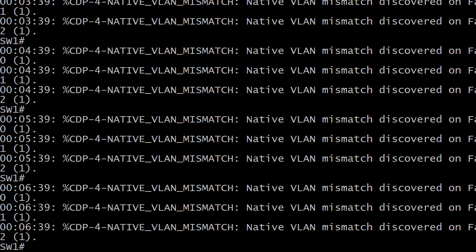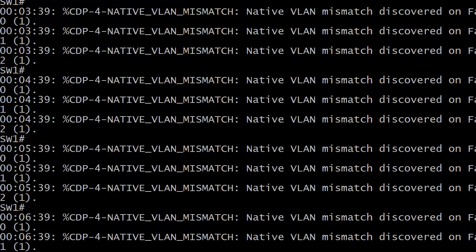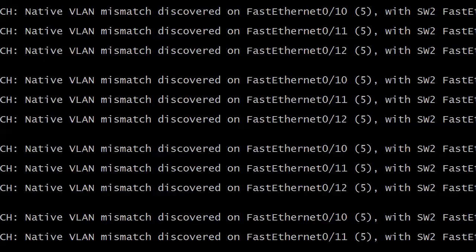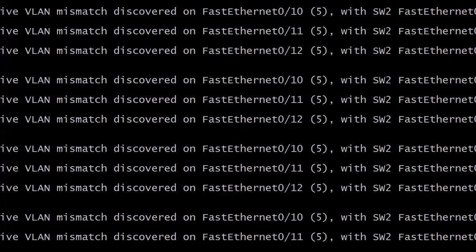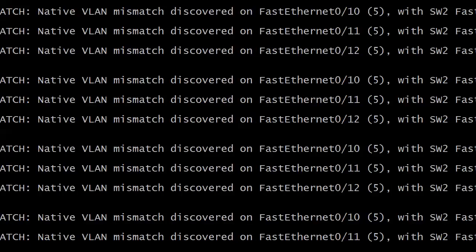And as a matter of fact, we have 12 messages now. I just configured this a couple of minutes ago, I should say. And you can see by the timestamp that every minute we're getting 3 messages. Hey, there's a native VLAN mismatch on Fast 10 and 11 and 12. It even tells you what the VLAN is, because you can see right here, I changed the native VLAN to 5 on switch 1 after I got rid of the EtherChannels.